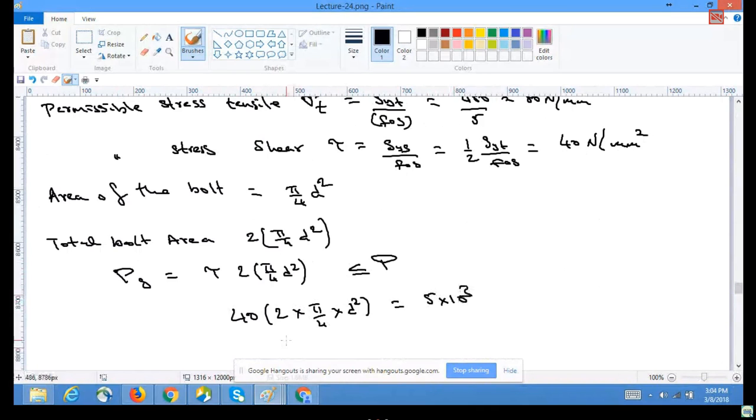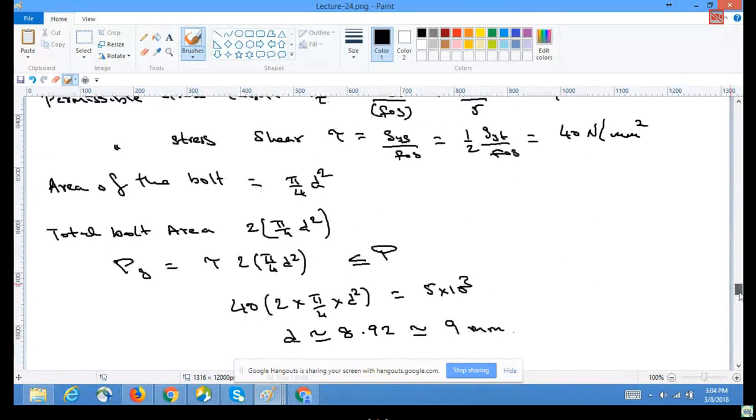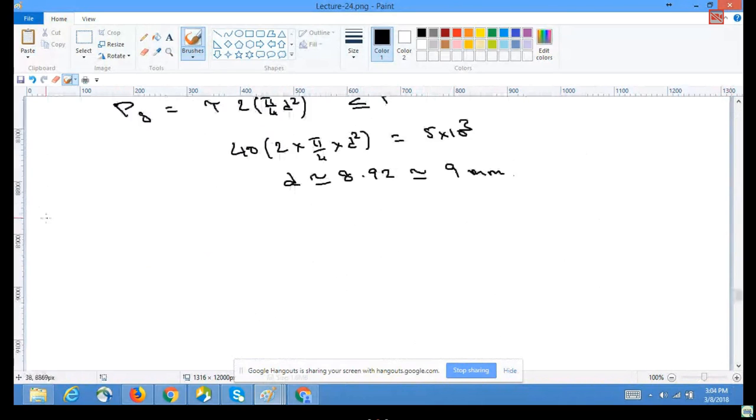So D upon solving will be around 8.92, which we approximated to 9 mm. So this would be the size of each bolt that is required to take up this given load. So this is the normal kind of thing. So next thing what we'll do is to study eccentrically loaded bolted joints.